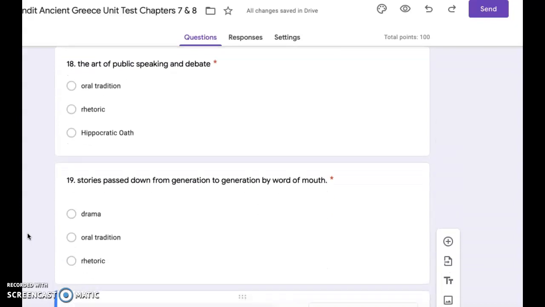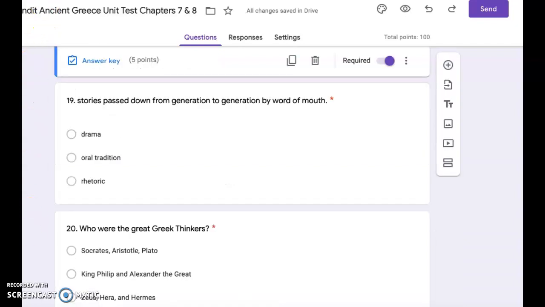18. The art of public speaking and debate. Oral tradition, rhetoric, or Hippocratic oath. 19. Stories passed down from generation to generation by word of mouth. Drama, oral tradition, or rhetoric. And number 20. Who were the great Greek thinkers? Socrates, Aristotle, and Plato, King Philip and Alexander the Great, or Zeus, Hera, and Hermes?